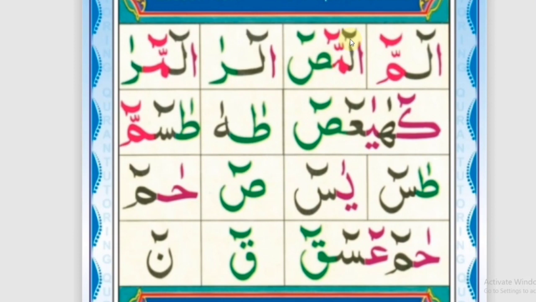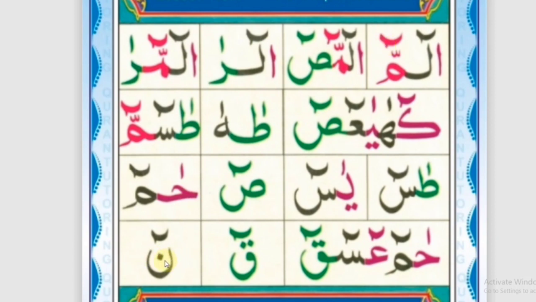Today we will discuss lesson number 3. In this lesson we will discuss MADD. This sign name is MADD. And MADD means make a stretch for 3 seconds. MADD means make a long for 3 seconds.